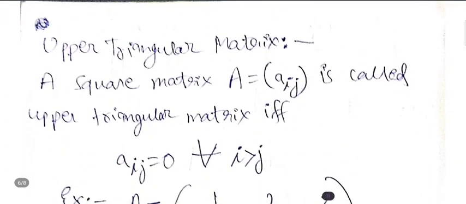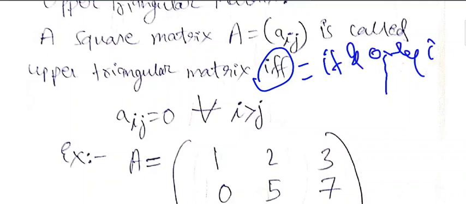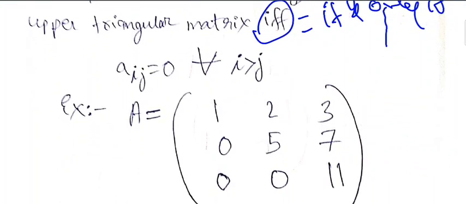Now we have something called an upper triangular matrix. A square matrix A equal to Aij is called an upper triangular matrix if and only if. What does IFF mean? If and only if means that it is a necessary and sufficient condition. So a matrix will be an upper triangular matrix if Aij equal to 0 for all i greater than j.